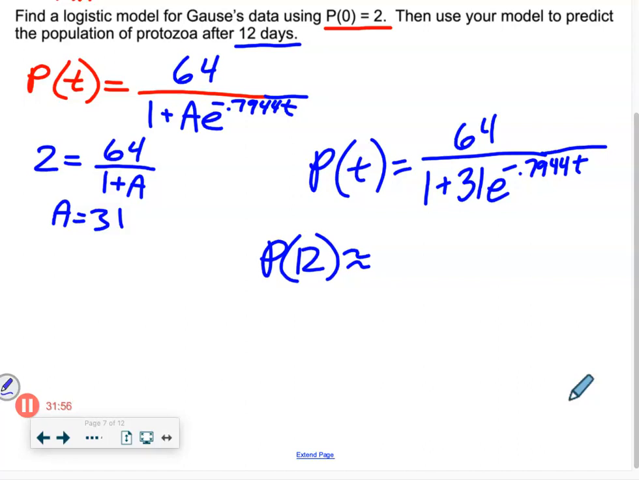I can't find mine in my calculator. I'm just going to ask you guys for the answer. So how many paramecium are in the petri dish after 12 days? 63.8566. So you could have 856 or 857 paramecium. After 12 days, we're pretty close to our carrying capacity.